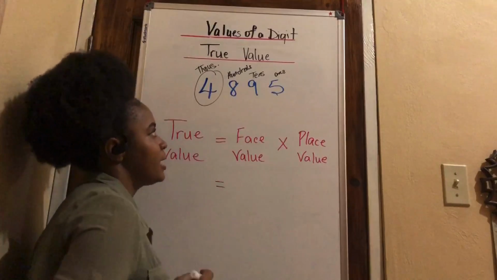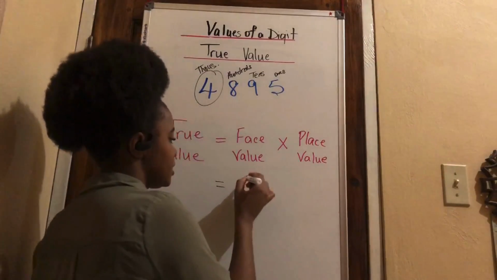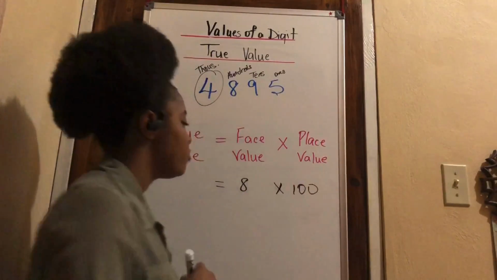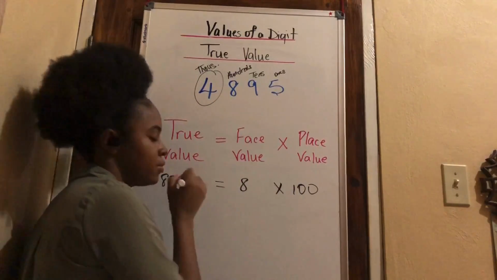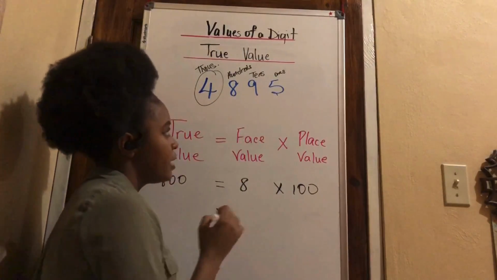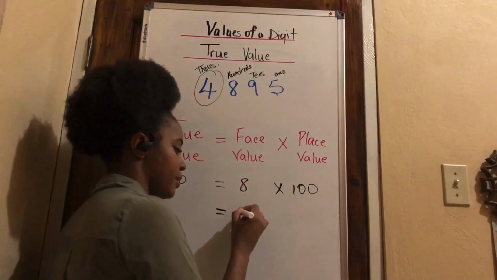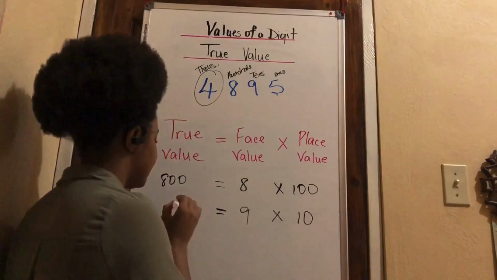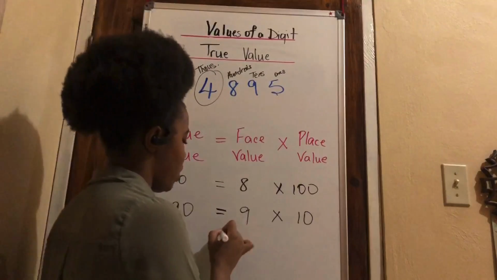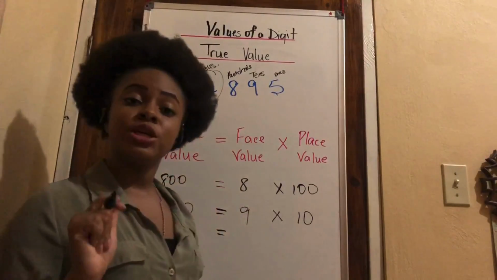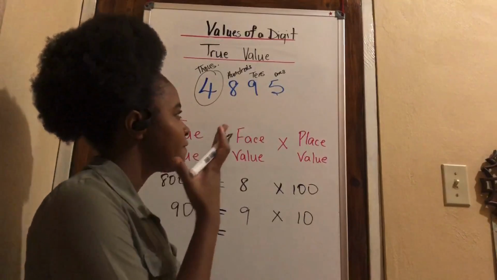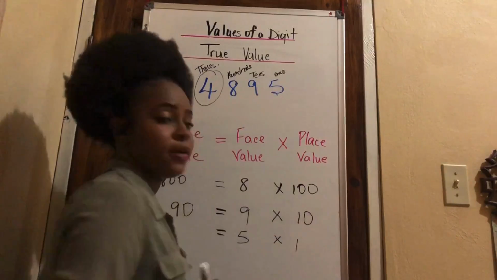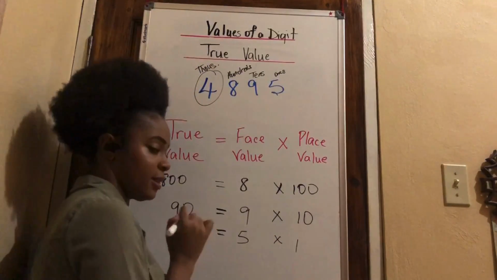So let's work out the remaining 3. So the value of our 8, the face value of the 8 is 8. The place value is 100. So the true value is 8 times 100, 800. Good job. Next digit, 9. Face value of 9 is 9. Place value is 10, like we worked out. 9 times 10, 90. Now, the next digit and our final digit is 5. Face value of 5 is 5. Place value is 1. 5 times 1 is 5.